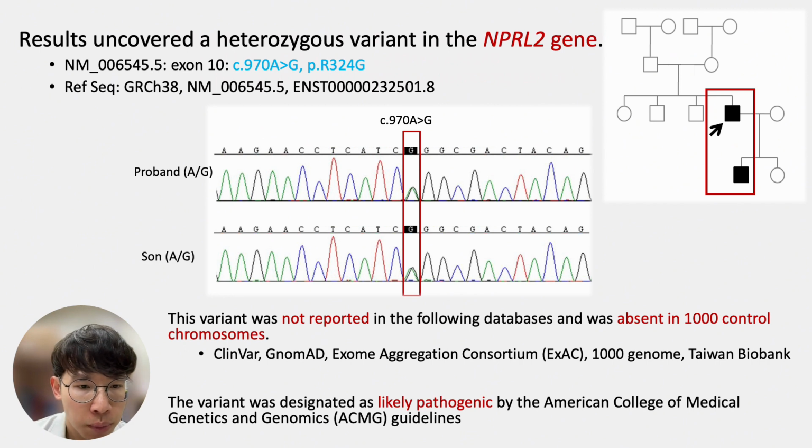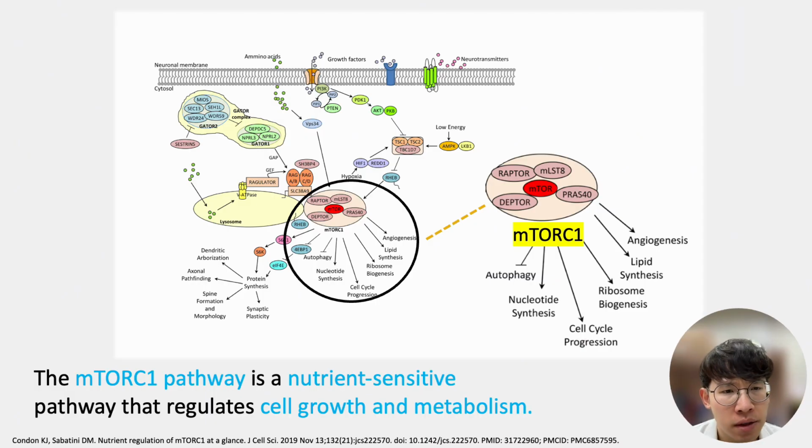This variant was not reported in these databases including ClinVar, gnomAD, ExAC, 1000 Genomes, and Taiwan Biobank, and was also absent in 1000 control chromosomes. This variant was designated as likely pathogenic by the ACMG guidelines. So what is the function of the MRPL2 protein?